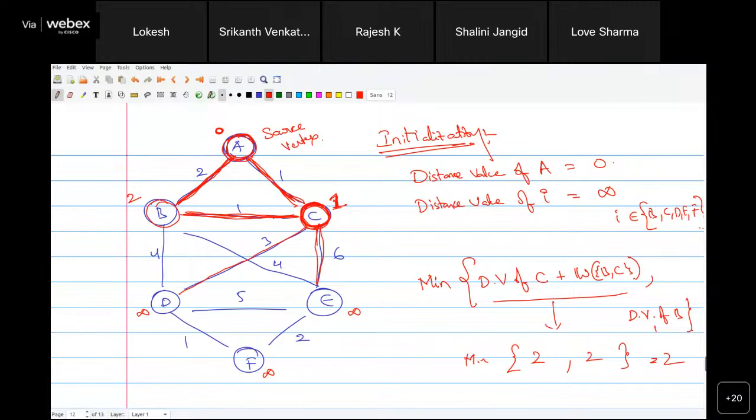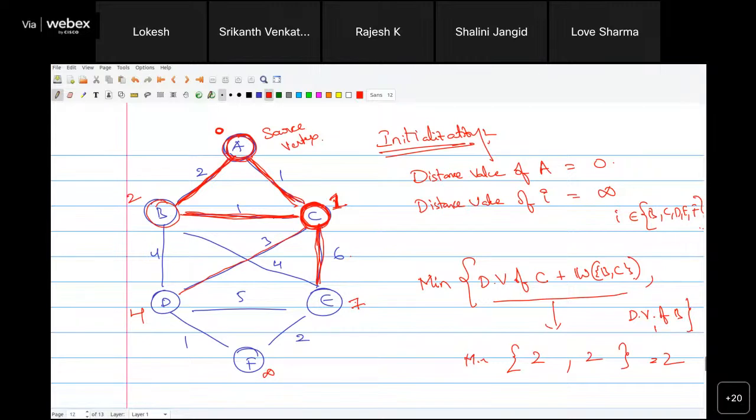Okay, so I will go to the next adjacent vertices of C, D and E. For D, it is the minimum of the distance value of C plus the weight of CD, so 1 plus 3, which is 4, comma the already initialized distance value of D, infinity. So the minimum of 4 comma infinity will be 4. And for E, if I update, I will get 1 plus 6, which is 7.